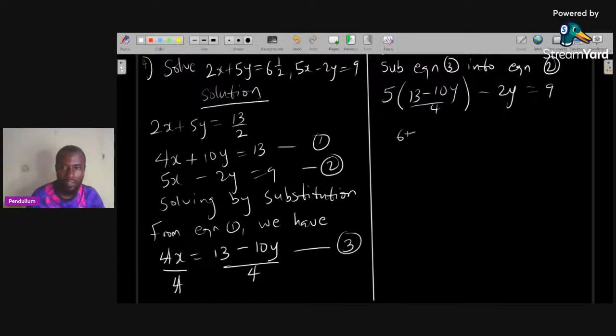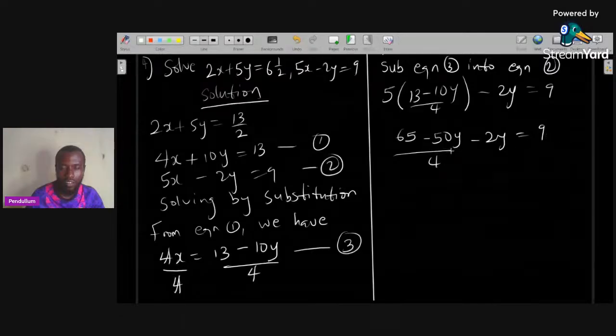That's 65. 5 times 13 is 65. Minus 5 times 10 is 50y all over 4. Then minus 2y is equal to 9. Now I want to remove this fraction here, so I can multiply through by 4.